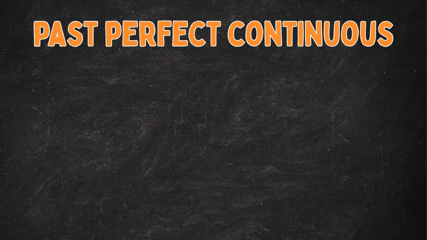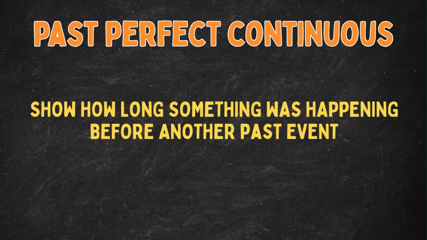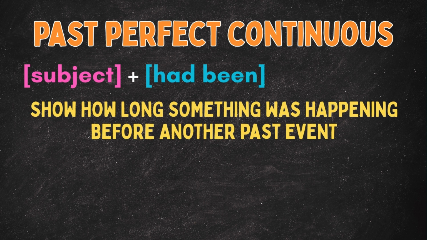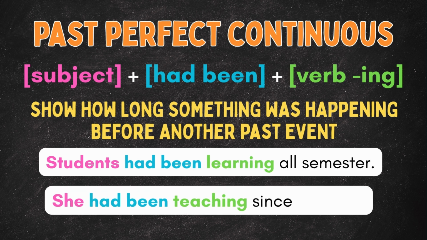Past perfect continuous. The past perfect continuous shows how long something was happening before another past event. The sentence structure consists of subject plus had been plus verb with ing. For example, students had been learning all semester. She had been teaching since morning.